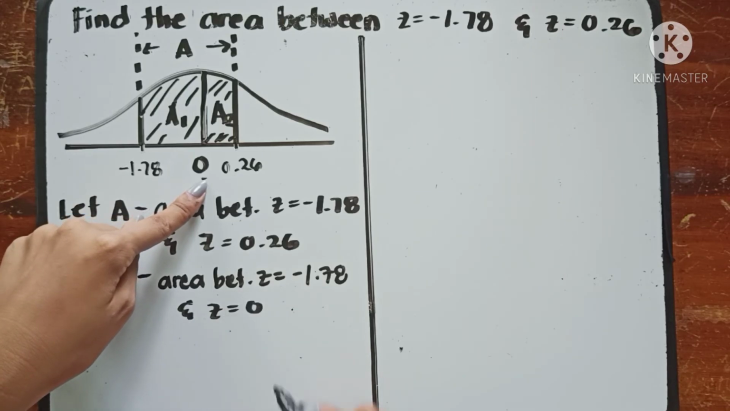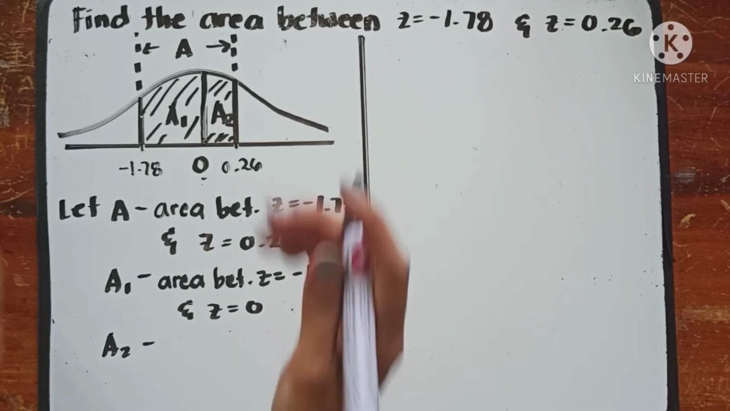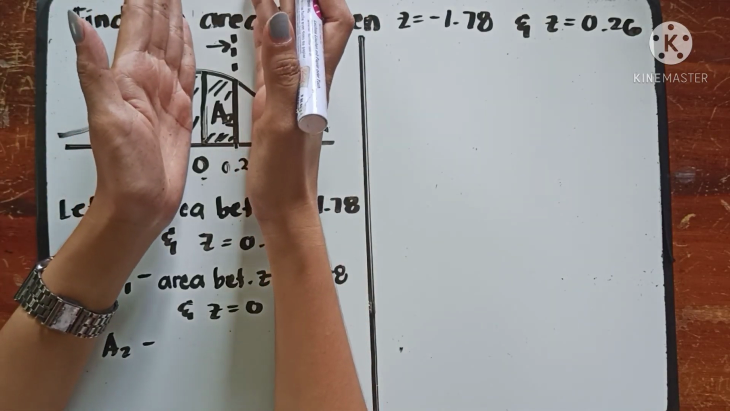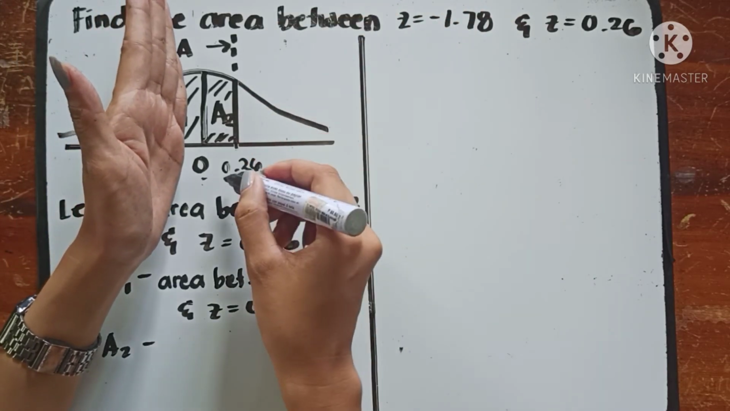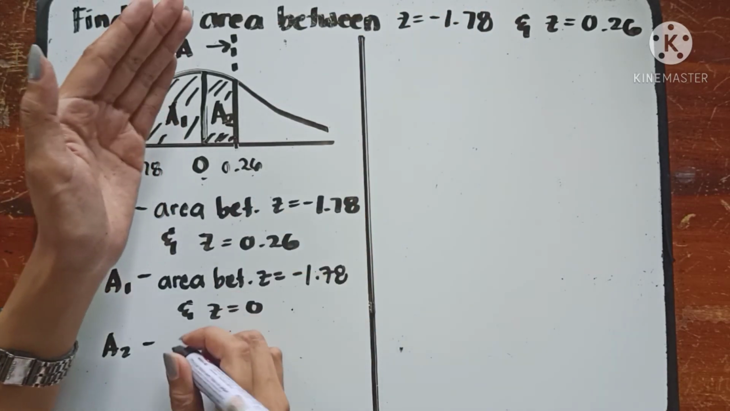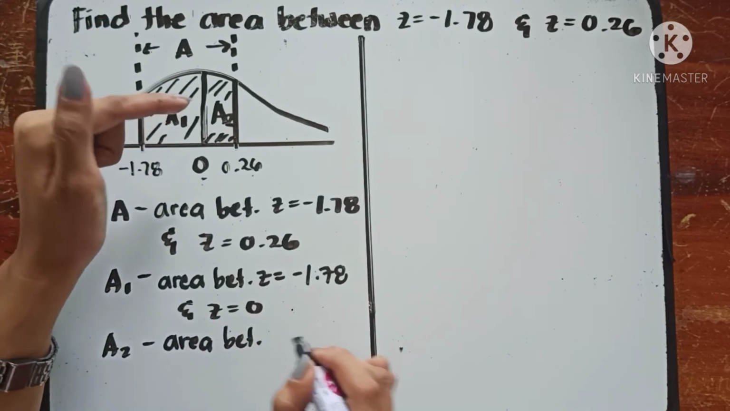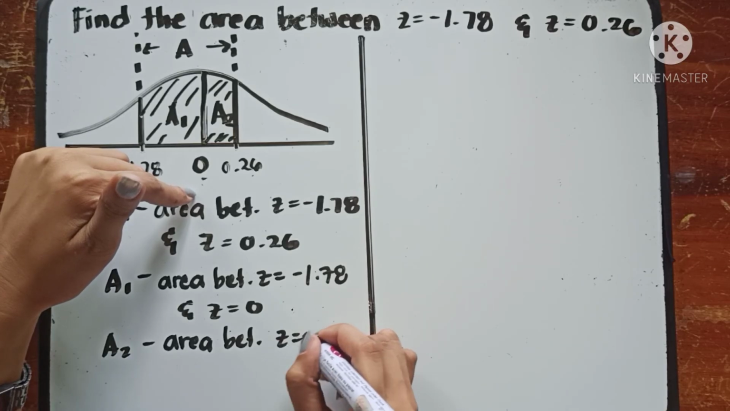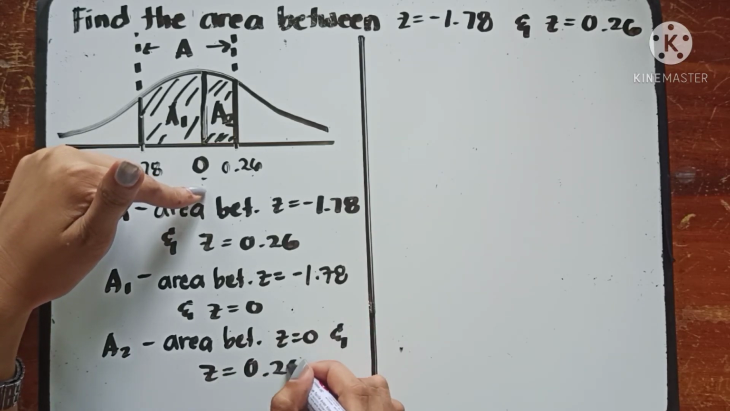is equal to 0. How about our A sub 2? Our A sub 2 now is itong part na to. Okay? So, mag-start ka kay 0 hanggang 0.26. So, ito yung A sub 2. So, the A sub 2 is the area between Z is equal to 0 and Z is equal to 0.26.